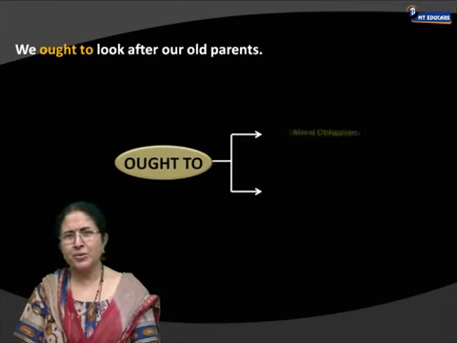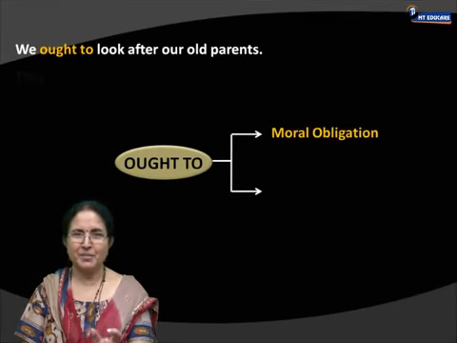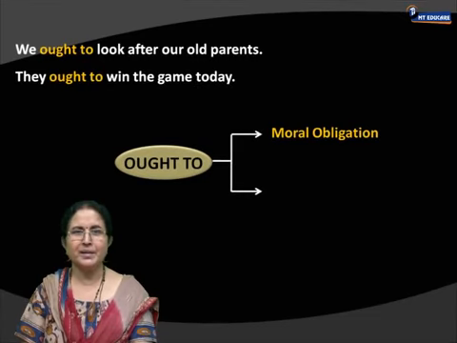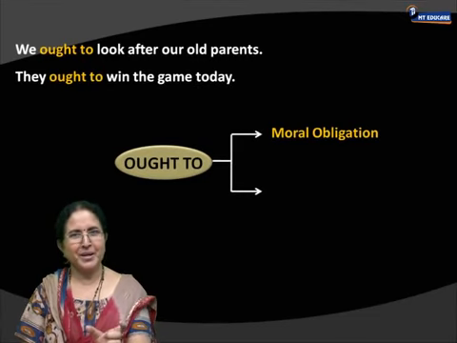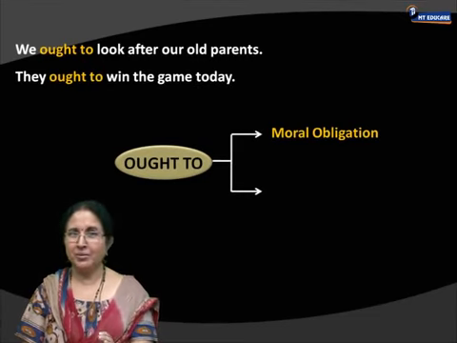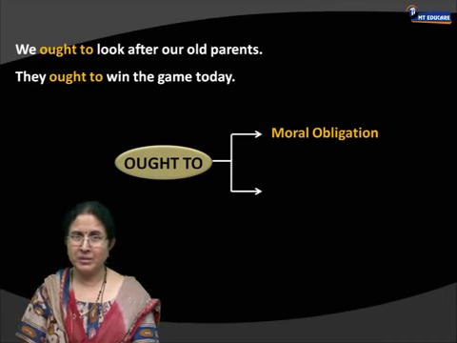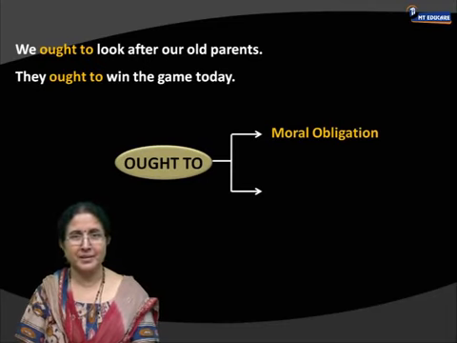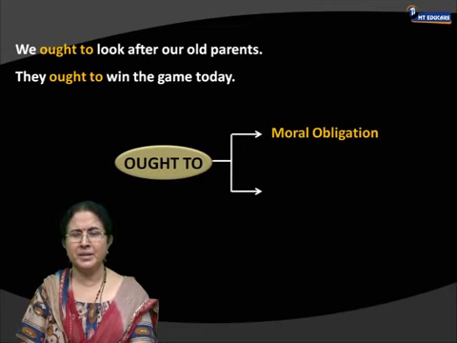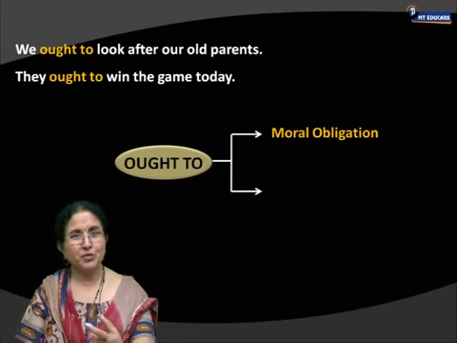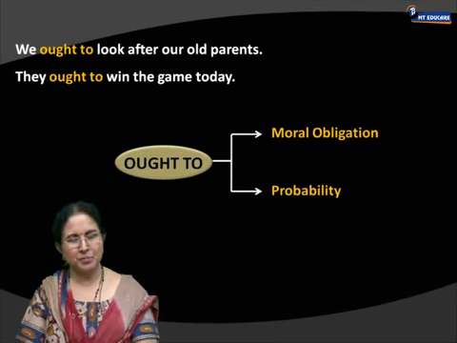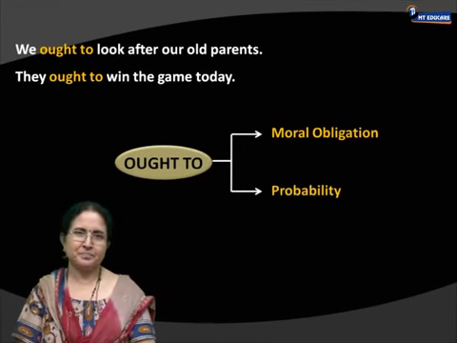It's a kind of something wrong that you are doing it. So we say moral obligation. Second one, they ought to win the game today. Now, they're going to have a game today. You're thinking, oh, if they don't win the game, gone. The Indian team has to win, otherwise I will not be able to tolerate. So you're thinking of a probability. They must win. They ought to win the game today. So you see the difference? One is moral obligation, if you don't do it, guilty, and the second one is probability. Next.